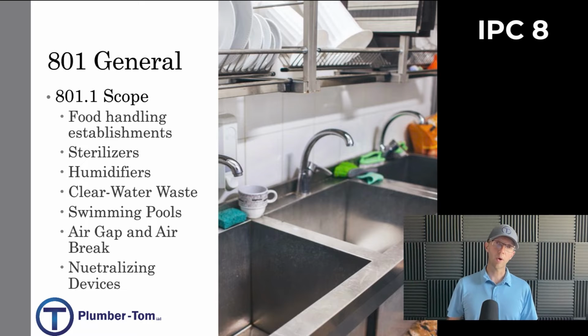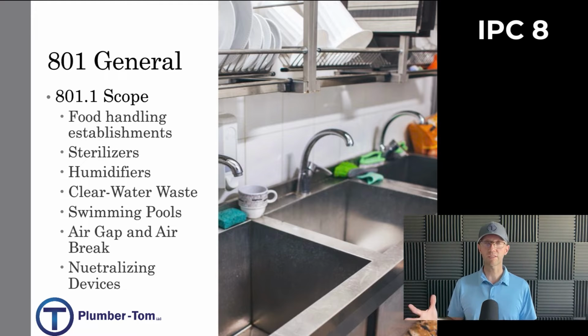We're going to go to 801, which is the general, and 801.1 talks about the scope. So this is kind of covering whatever we're going to look at in this chapter. Here it is: This chapter shall govern the matters concerning indirect waste piping and special waste, just like we've talked about. This chapter shall further control matters concerning food handling establishments, sterilizers, humidifiers, clear wastewater, swimming pools, methods of providing air brakes and air gaps, and neutralizing devices for corrosive waste.